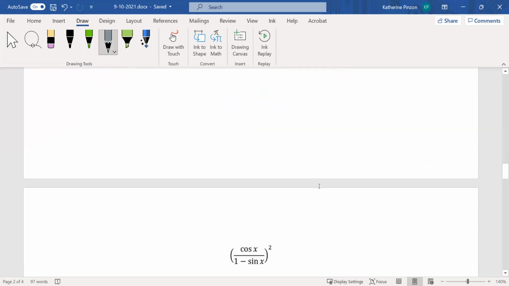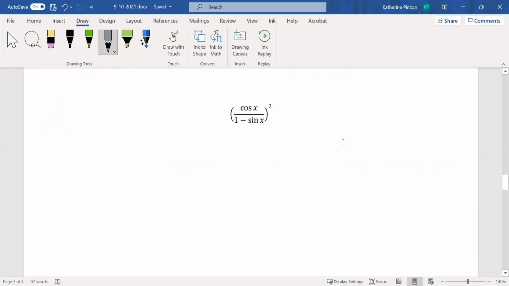Okay, let's try again. This guy says cosine x over 1 minus sine x all squared. So what kind of rules do you think you're going to need for this guy? A quotient and a power rule, right? Quotient because inside here you have two things divided, right? So I need a quotient rule. And then power rule or chain rule because you have something raised to the second.